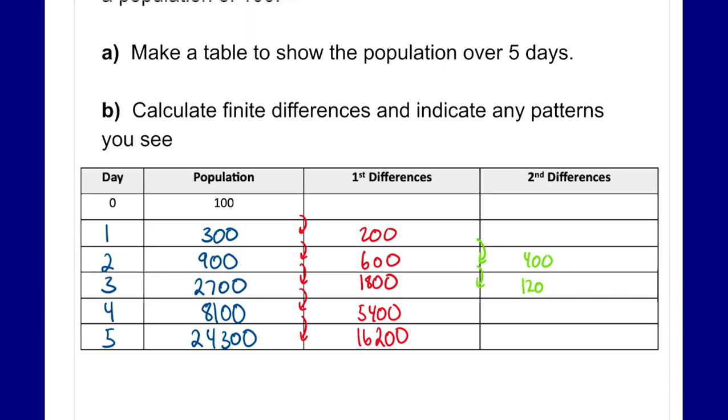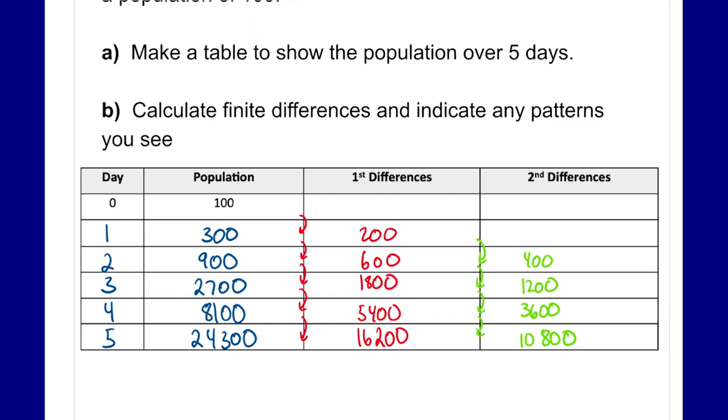Change of 1,200. Change of 3,600. And a change of 10,800. So those are our second differences. And we see that the second differences aren't the same, so that again tells us that it's not quadratic, which we knew, because we're not looking at a quadratic relation.